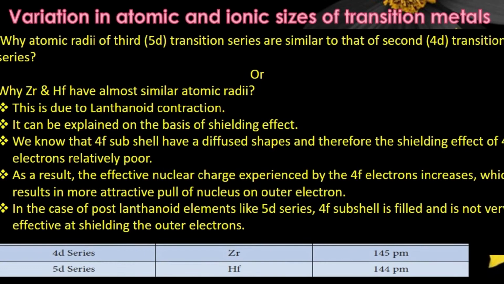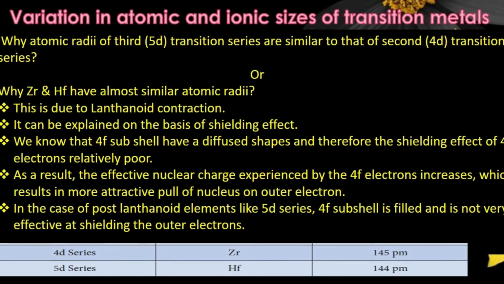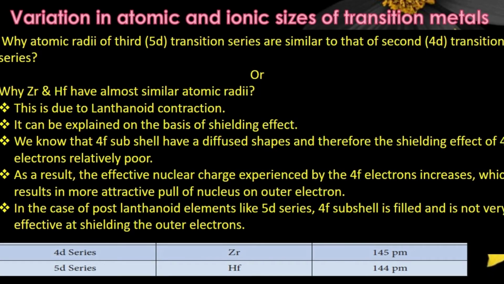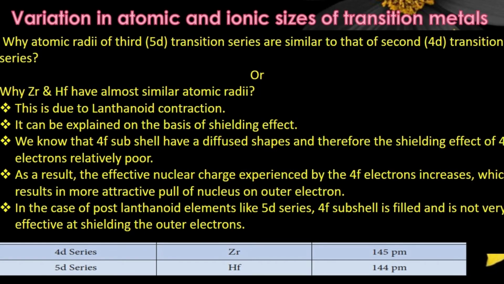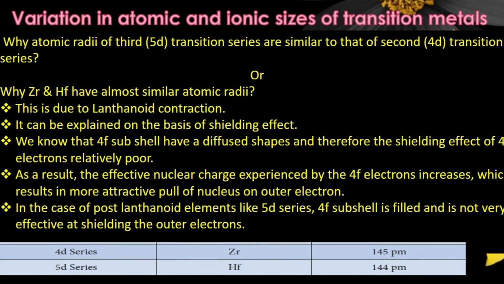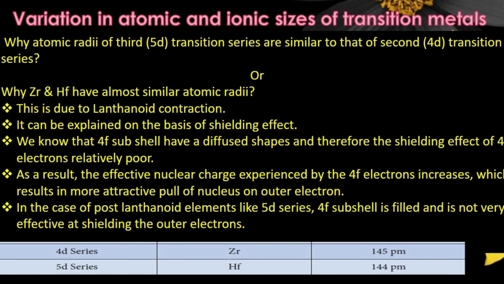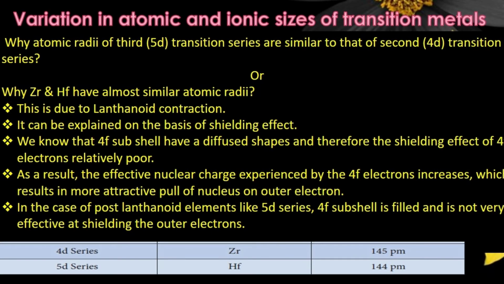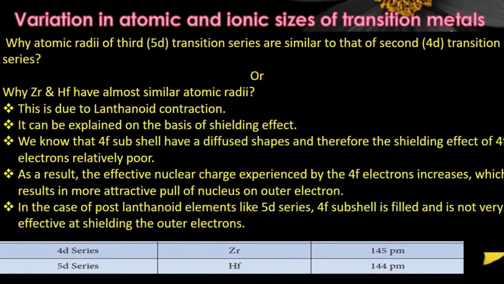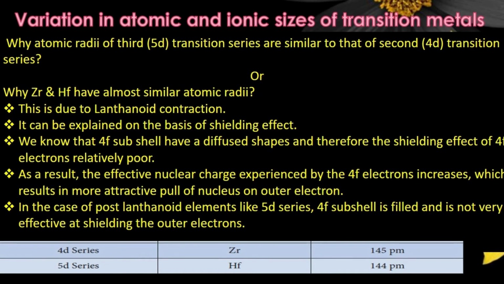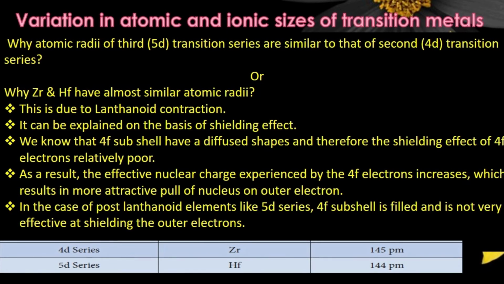One of the often asked questions in the examination is why atomic radii of third transition series are similar to that of second transition series. Or they may ask why zirconium and osmium have almost similar atomic radii. The answer is due to lanthanoid contraction. It can be explained on the basis of shielding effect.